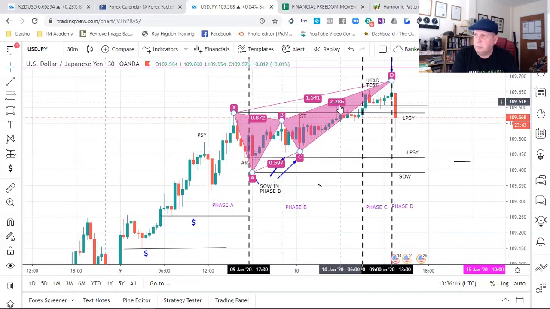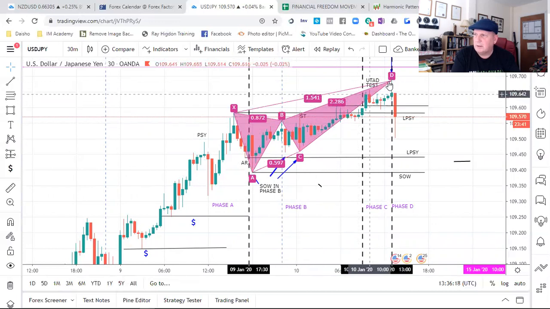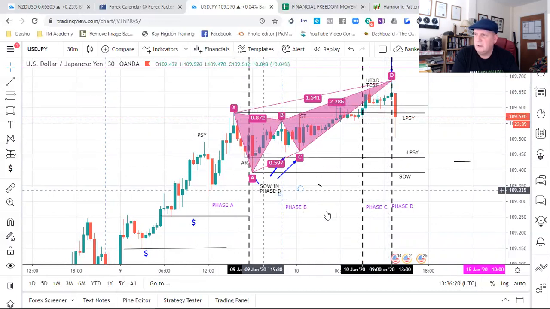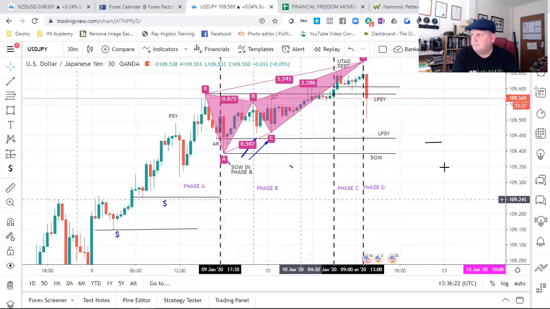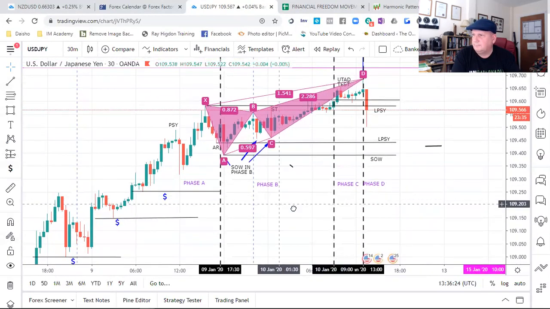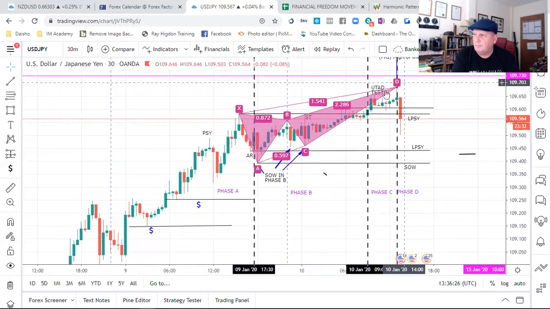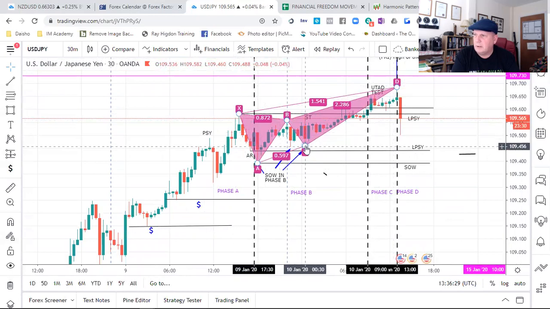These measurements are quite important for them to be valid patterns as well, because they're based on Fibonacci. So yeah, we can see that now. So that's where the harmonic patterns come from, and that's why they're really important.